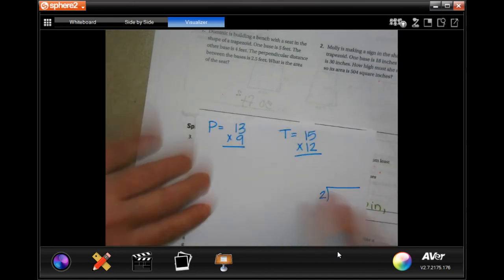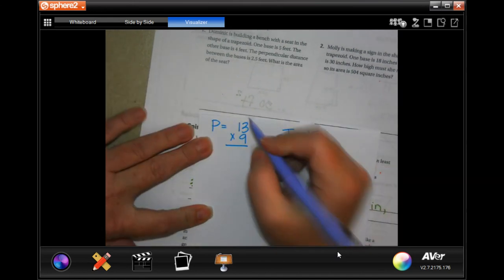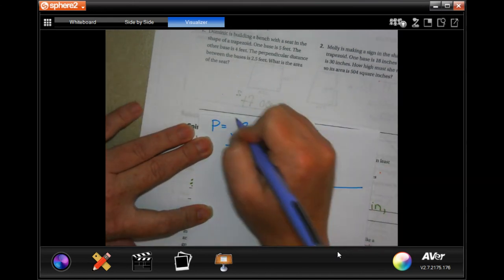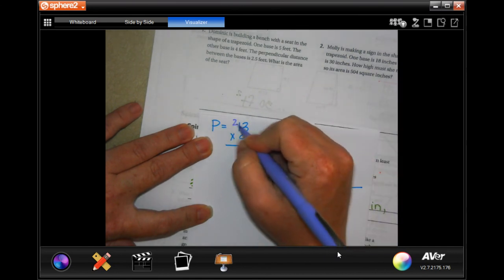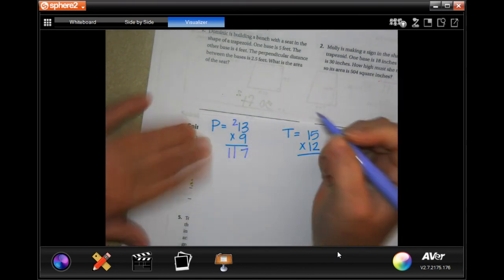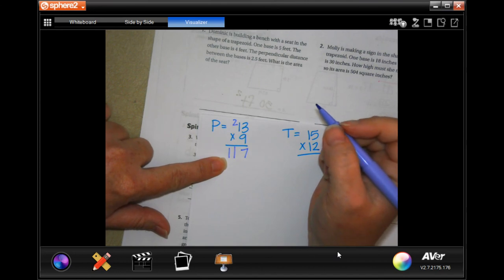9 times 3 is 27, carry the 2. 9 times 1 is 9, plus 2 is 11. So the parallelogram is 117.